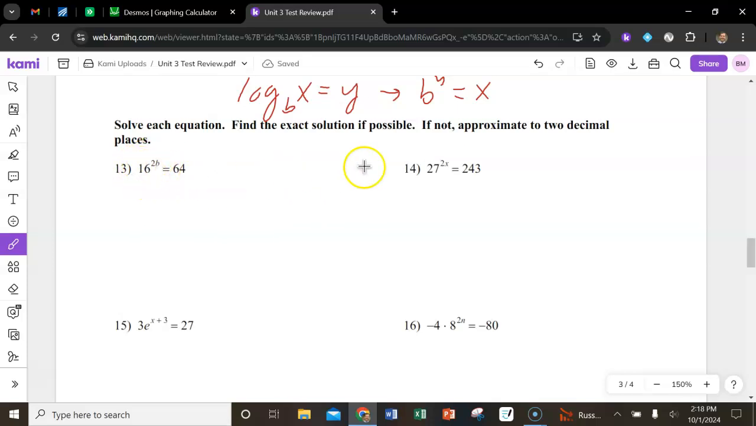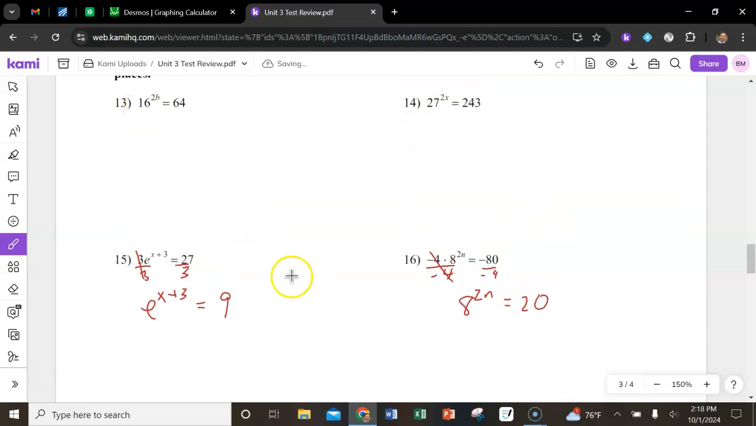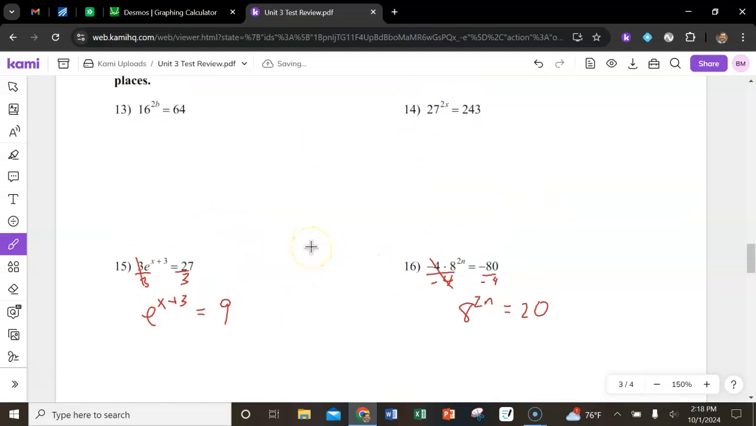So that's done on 13 and 14. On 15, the exponent's on the e, so I need to get rid of the 3 first. I'm going to divide by 3. It's now e to the x plus 3 equals 9. On number 16, I need to divide by -4. So it's now 8 to the 2n power equals 20. So you need to isolate that first if you have that step. So 13 and 14, I don't have to do that. 15 and 16, I do.